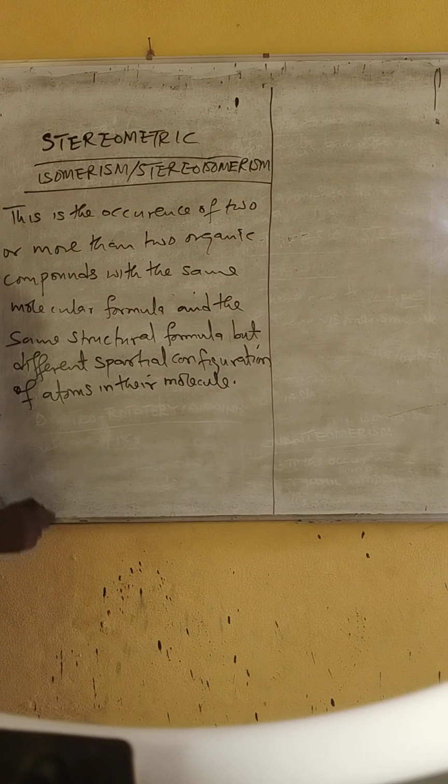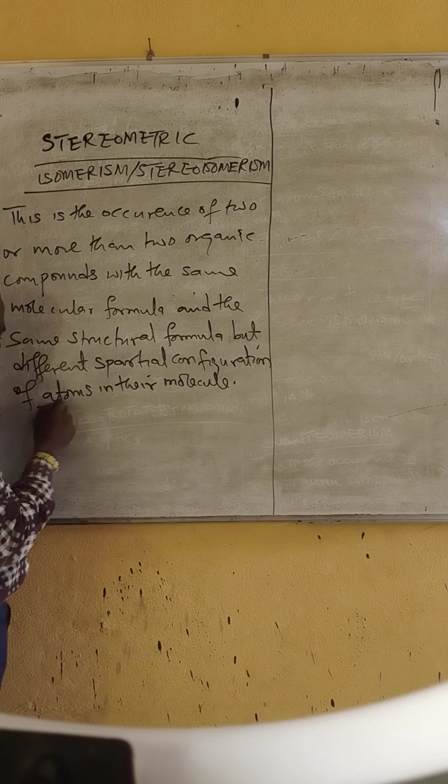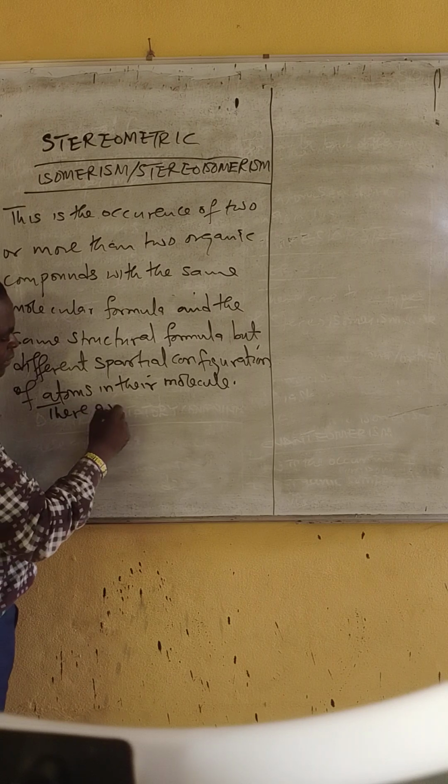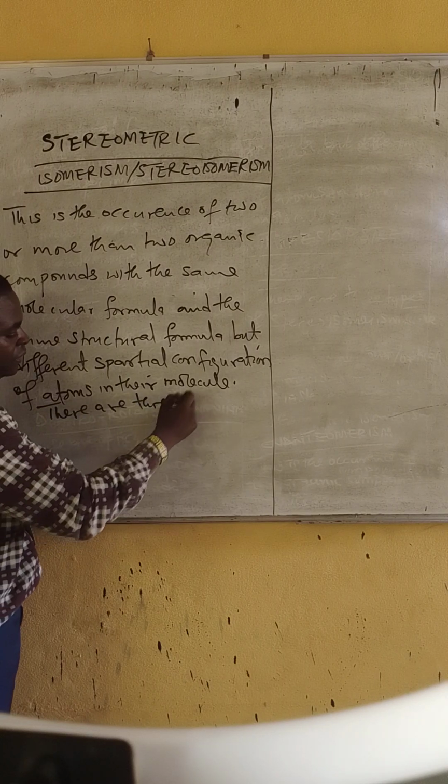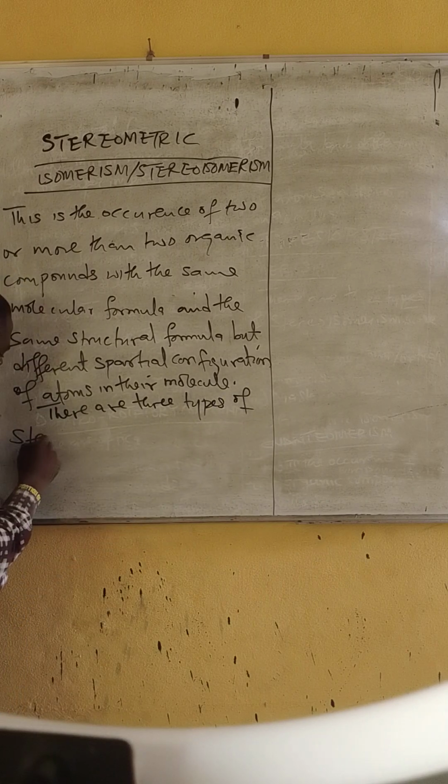So unlike structural isomerism that I discussed earlier, where we say it is the occurrence of two or more organic compounds with the same molecular formula but different structural formula, here they have the same molecular formula, the same structural formula, but different spatial configuration. So now, let's look at it, there are three types of stereoisomerism.